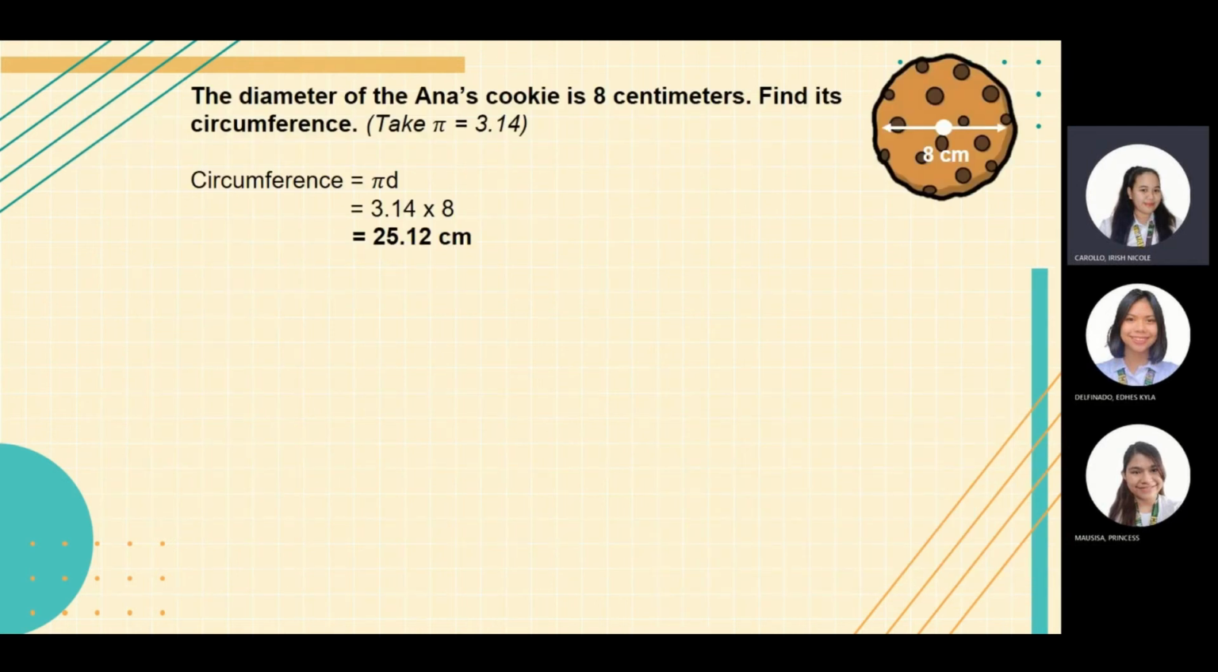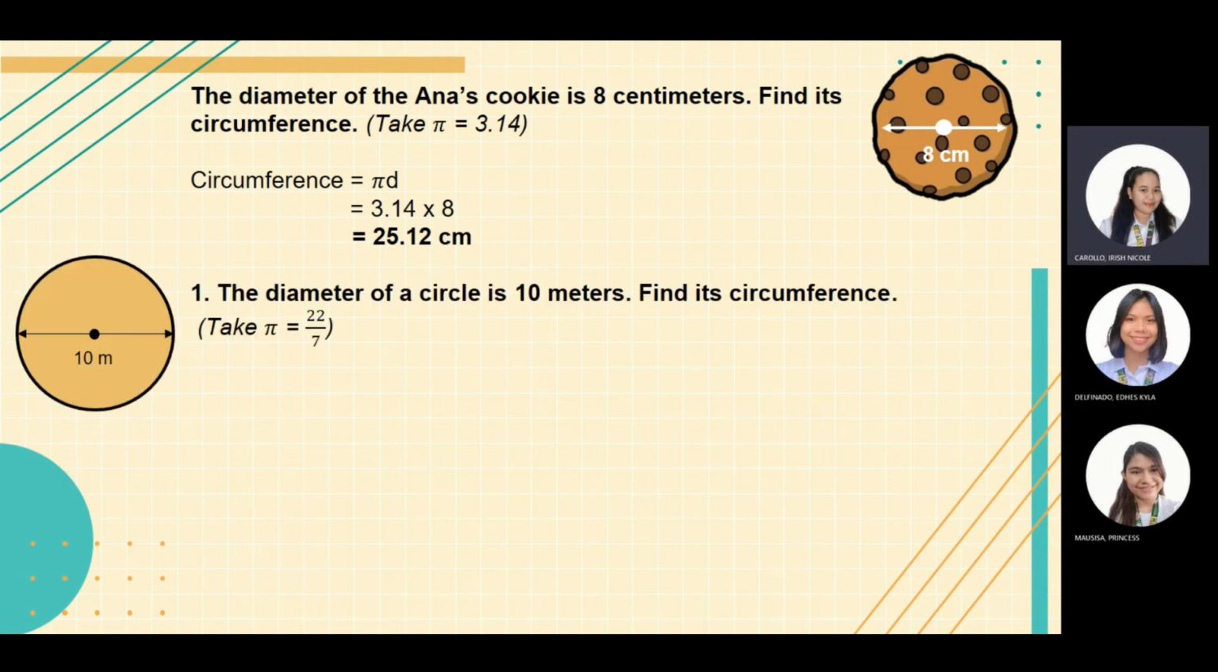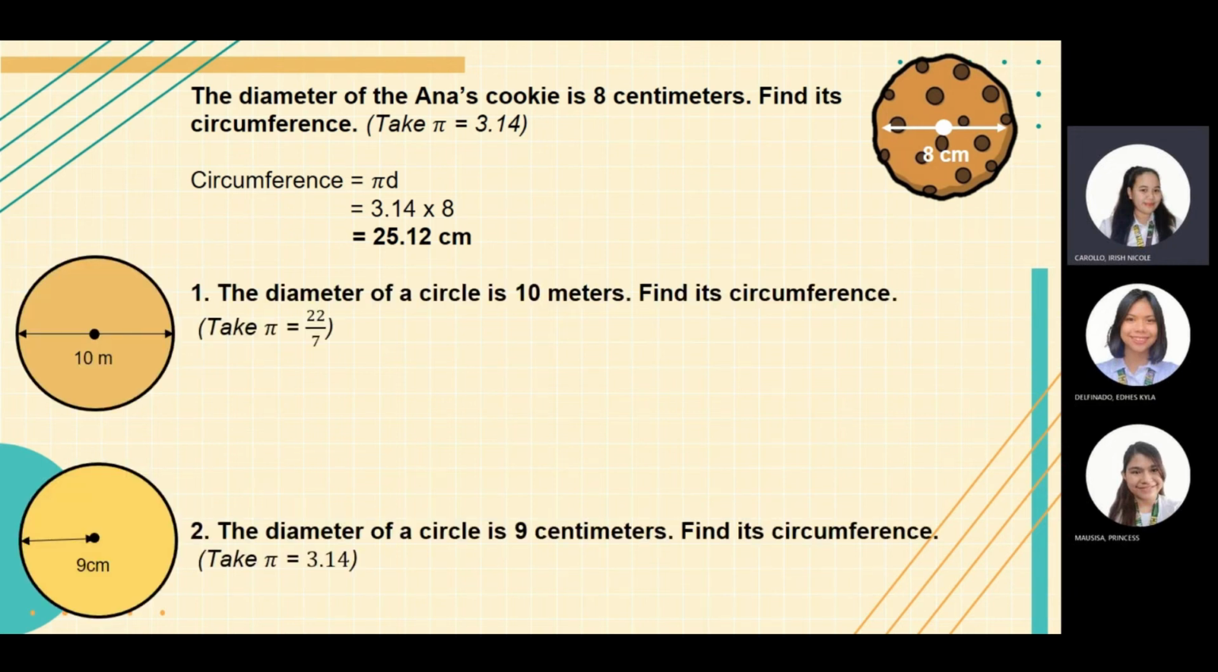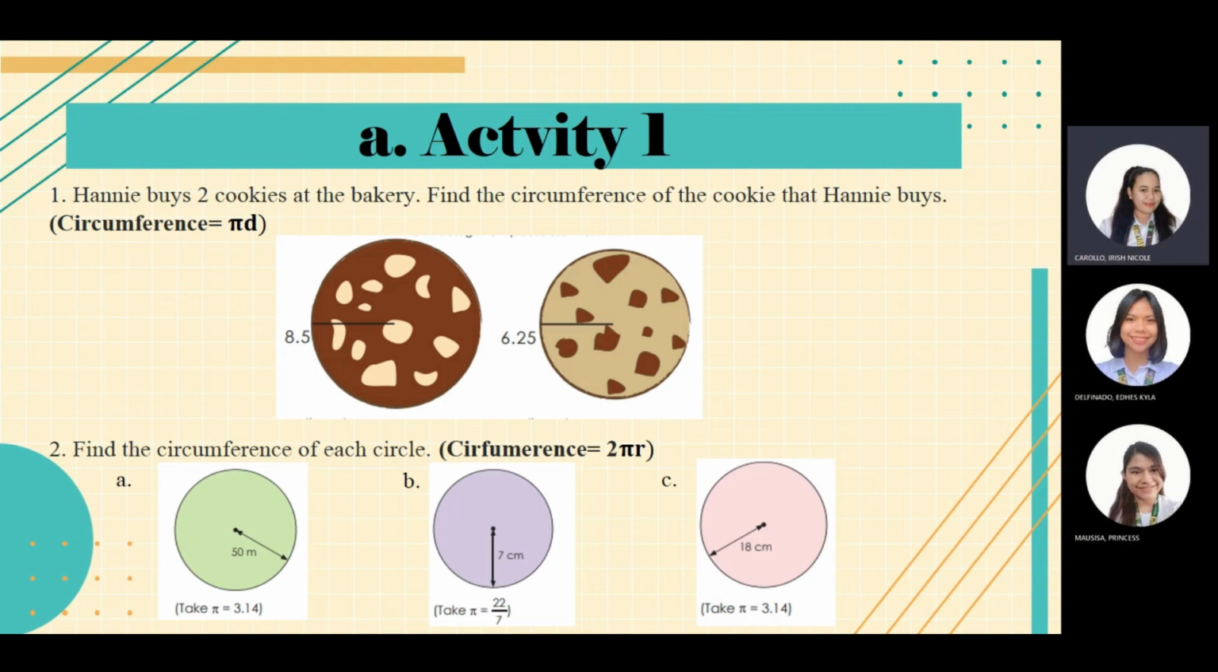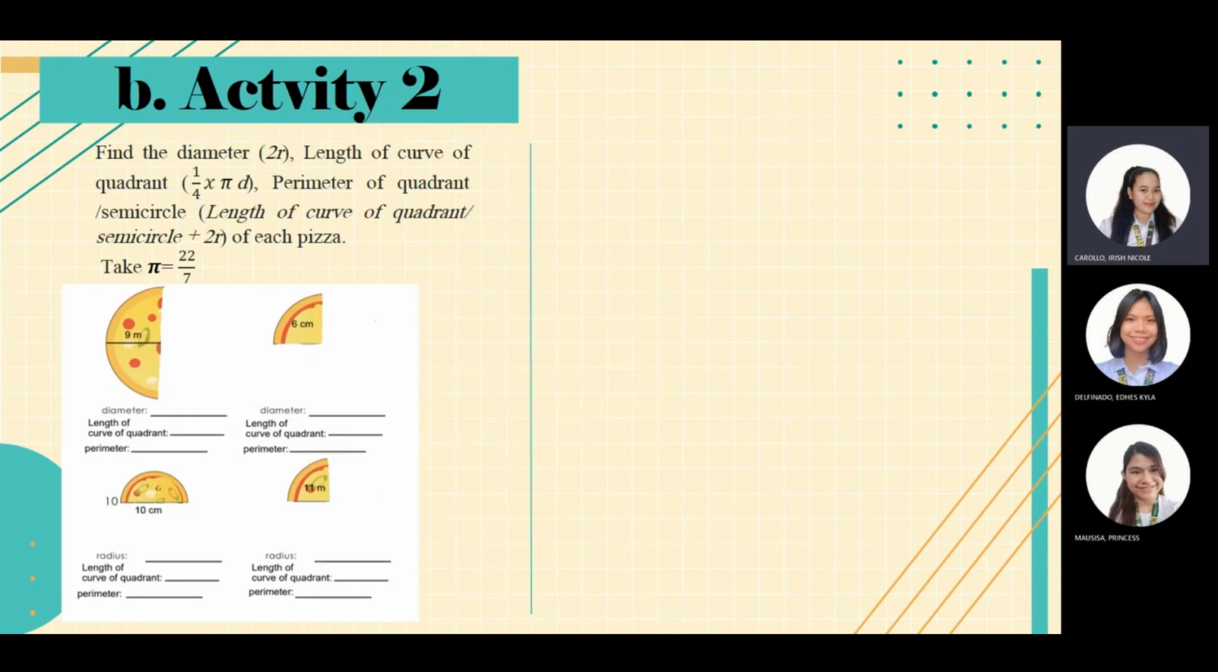Here are the examples of solving the circumference of circles. For these two questions, I will ask the students to solve the problem. Next is Activity 1. Here I use word problem solving and they will answer it using the circumference formula. This also includes a second question. I will also give a problem and they will try to solve the circumference of each circle.